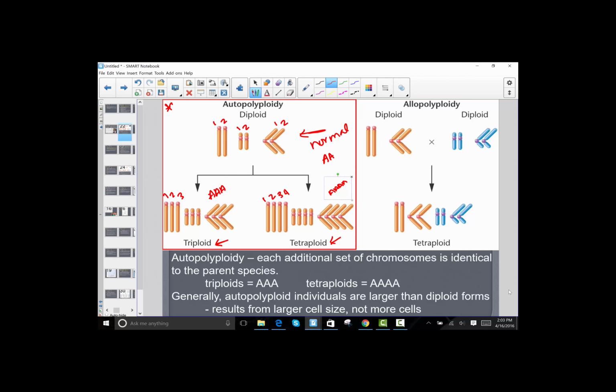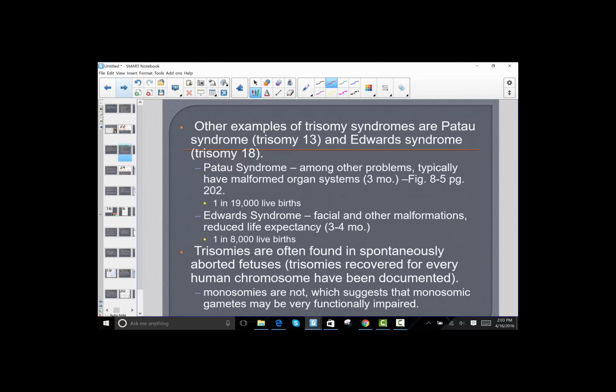So let's now look at the... oh, it went backwards. Look at that.